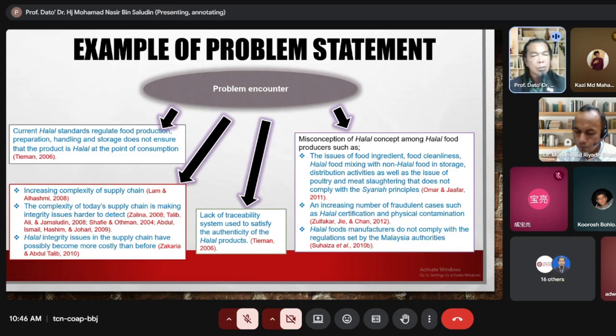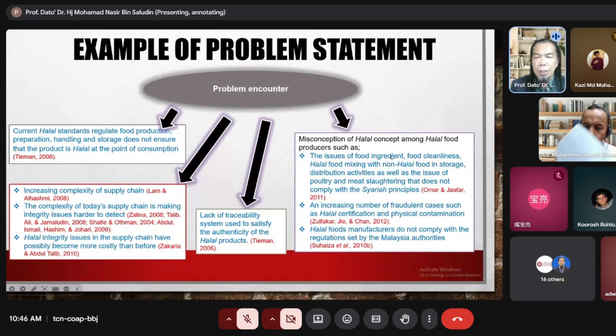One of my supervisors is doing halal research. The increasing complexity of today's supply chain is making halal integrity issues in the supply chain possibly more costly than before. You know, to get the halal is very expensive. There is a lack of traceability systems used, certified and authenticity of the halal product, and misconception of the halal concept.